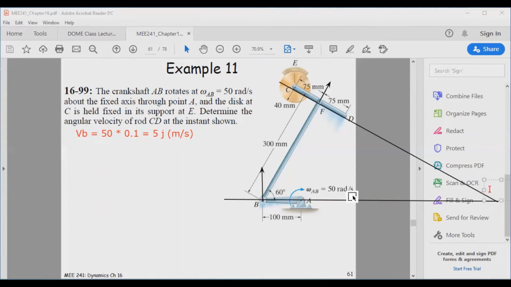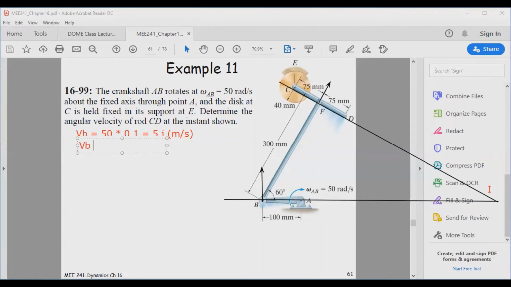Now, if I want to find omega of link BF, how can I find omega? Isn't it omega cross R_F, for example?